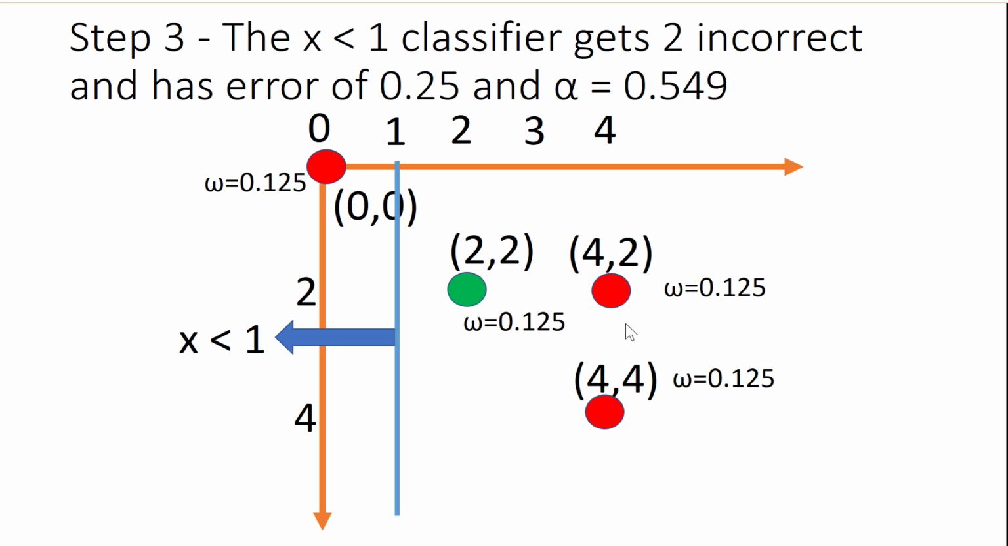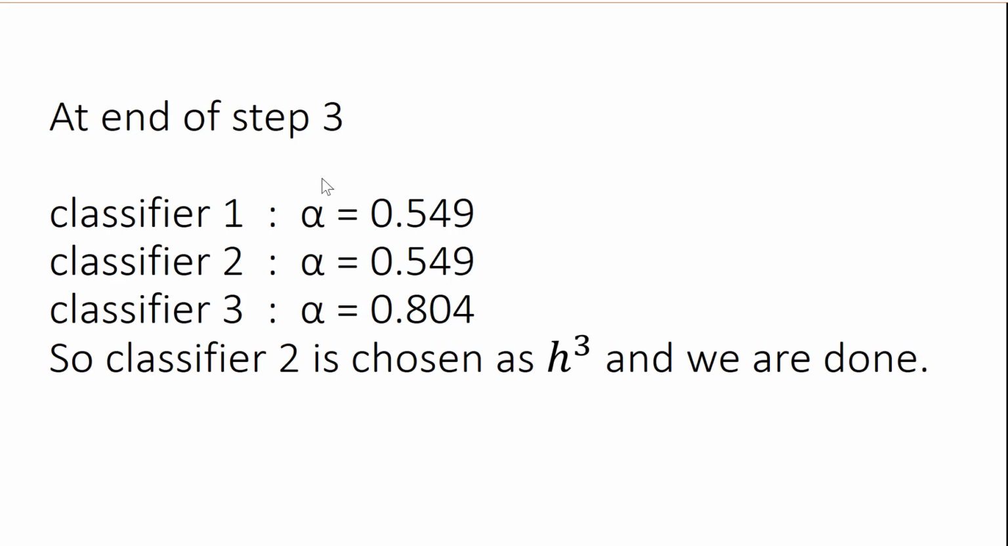So we've got this situation now, and now we apply this final classifier here, that x is less than 1. This gets 2 incorrect, right? So it gets this correct and this correct, but it gets these wrong. But that only comes to 0.25, so this has an error of 0.25, and its alpha now will be 0.549. So at the end of step 3, these are the weights of all the classifiers. Okay, and so classifier 2 is chosen as H3 and has an alpha of 0.549.